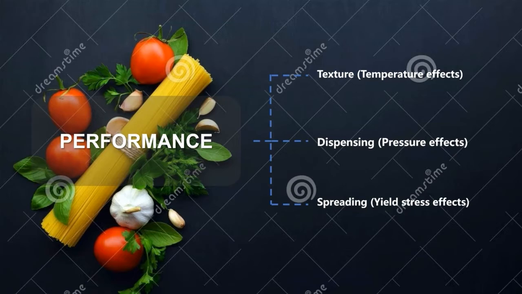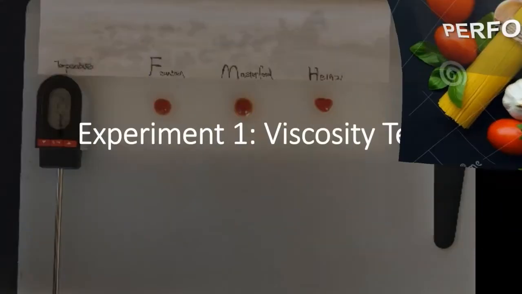such as temperature, pressure, and yield stress. In this video, we are going to illustrate the link between product performances and microstructure by quantifying the temperature, pressure, and yield stress in various brands of tomato sauce, including the result analysis of microstructure changes.